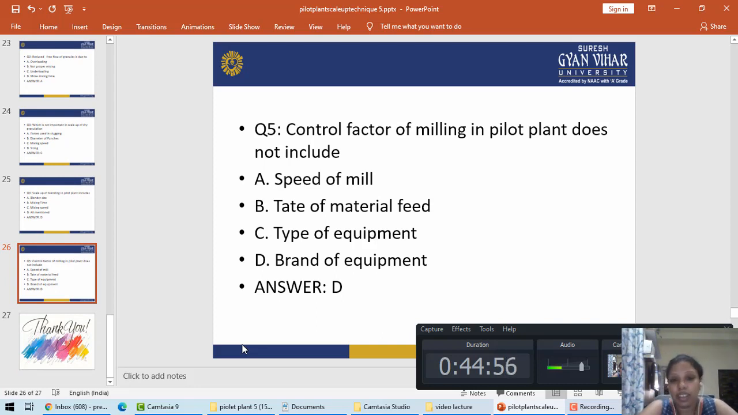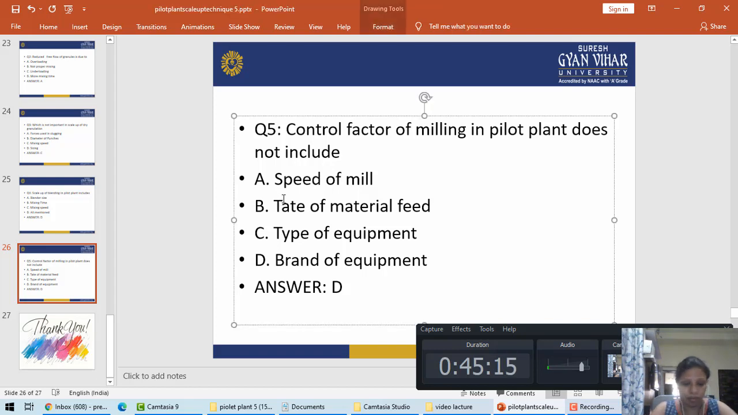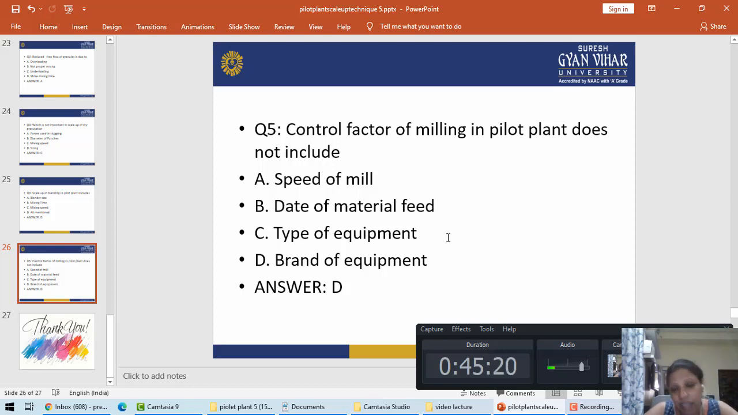The last question is, the controlling factor of milling in pilot plant does not include: the first one is the speed of milling, second is the rate of material feed, third is the type of equipment, and the final is the brand of equipment. Okay, so I think brand is not so important. In anything, brand of equipment is not so important.